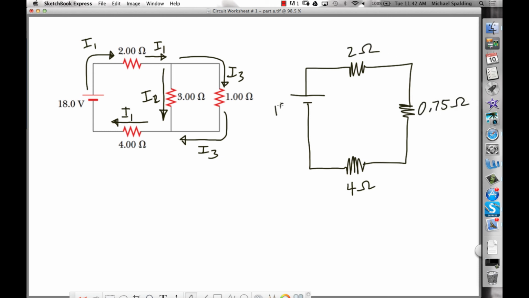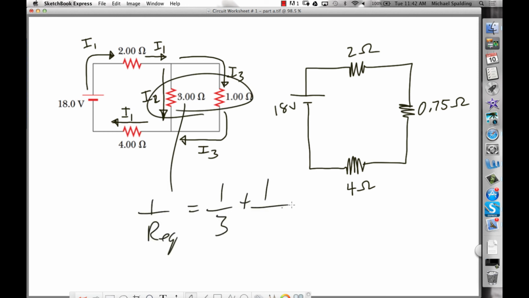So all I did here is I simplified the 3 and the 1 into 0.75. Real quick, I know some of you are like, Spaldo, where did you get the 0.75? Here's what I did. For these two right here, 1 over the equivalent is 1 over 3 plus 1 over 1. When you do the math, the equivalent comes out as 3/4, 0.75. Okay?